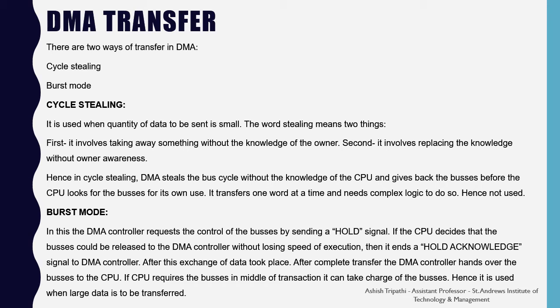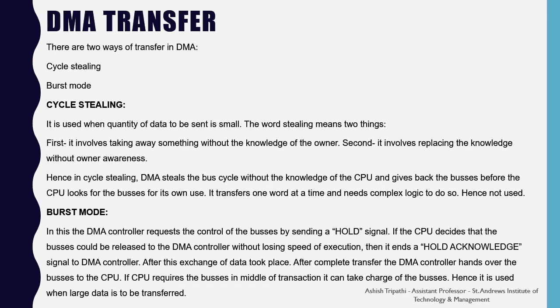In the burst mode, the DMA controller requests the control of the buses by sending the hold signal. If the CPU decides that the buses can be released to the DMA controller without losing speed of execution, then it sends a hold acknowledge signal to the DMA controller. After this, the exchange of data takes place. After complete transfer, the DMA controller hands over the buses to the CPU. If the CPU requires the buses in the middle of the transaction, it can take the buses back. Hence, it is used when a large amount of data is to be transferred.